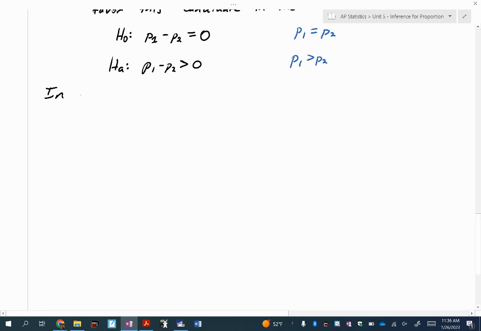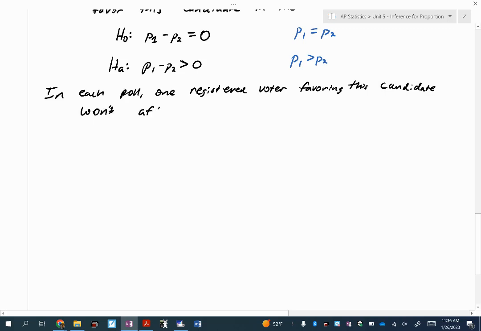So since I said that, in each poll, one registered voter favoring, and I'm going to put this candidate, but it's not wrong to put a candidate just because I only care about this particular one. It won't affect others.